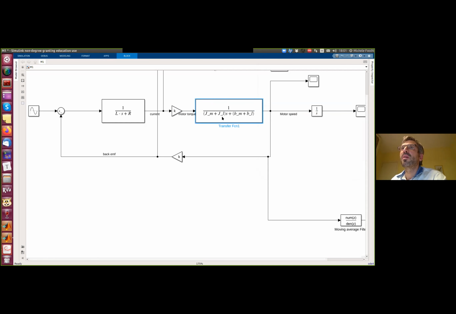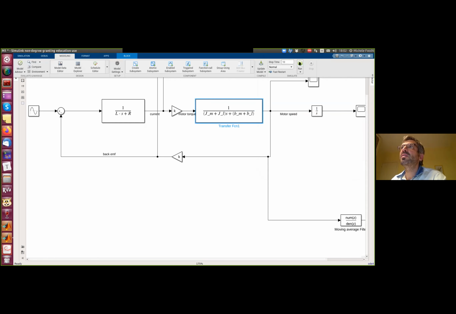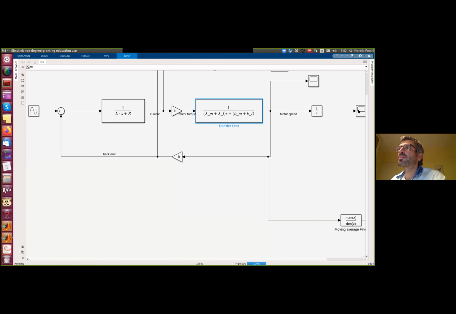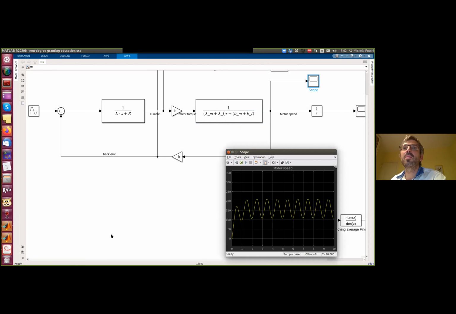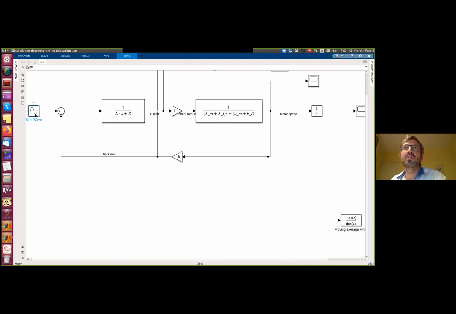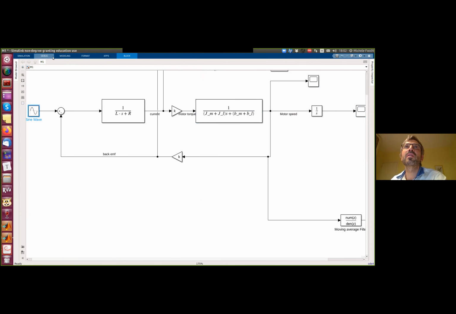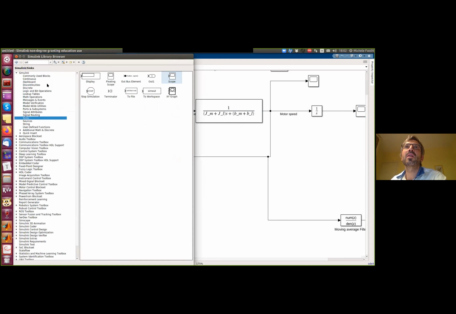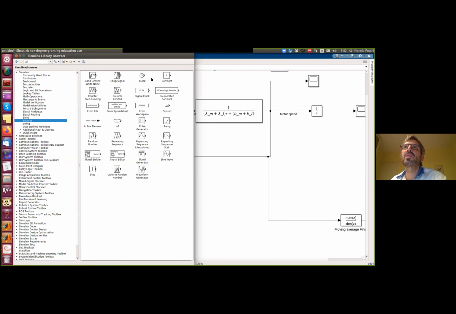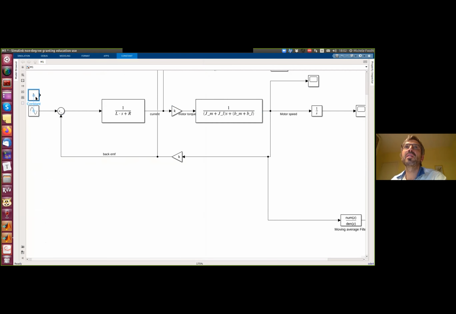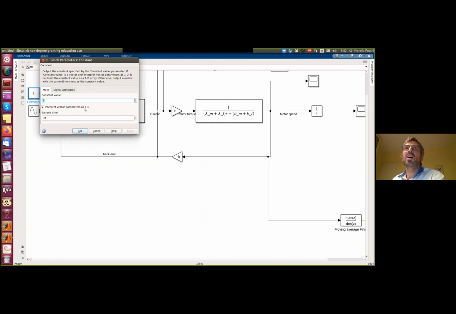Okay. Now we simulate. We go back to the previous constant input. Sorry, I lost that. Sources constant. I drag it in. V bar.